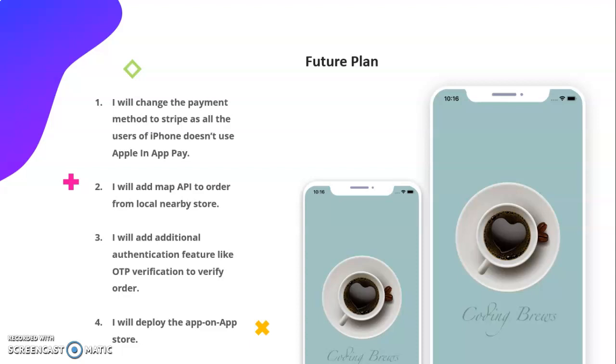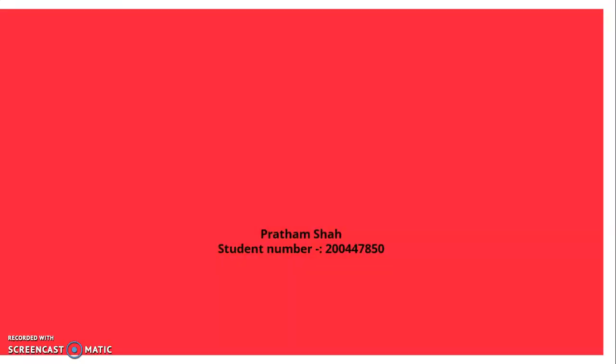The other feature that I want to add is OTP verification. For every purchase the user makes, they would get a unique OTP code, and only after entering that unique OTP code would they be able to make the payment on the app. And I would like to deploy this app on the App Store as well.